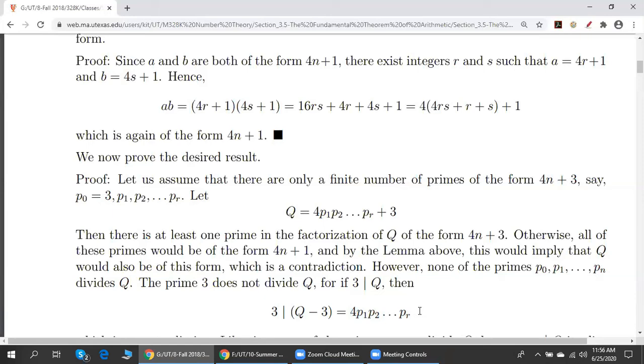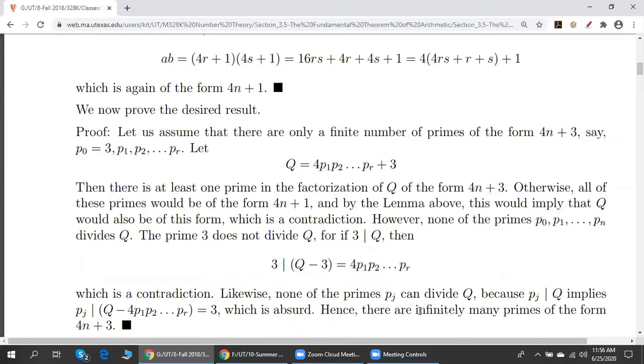Cannot be. By the fundamental theorem of arithmetic, factorization is unique up to the order. But over here, there is no 3. This number does not have 3 in its factorization. We got a contradiction. Q minus 3 is divisible by 3, but this is not divisible by 3. We get a contradiction.